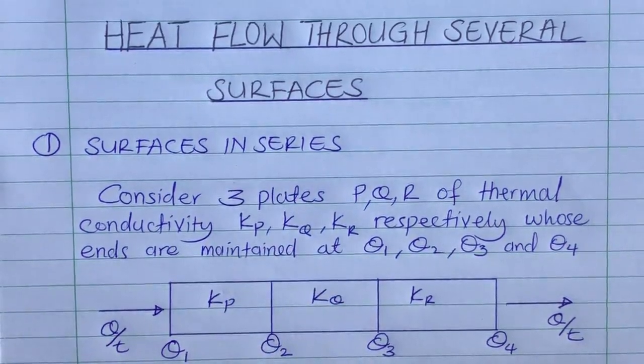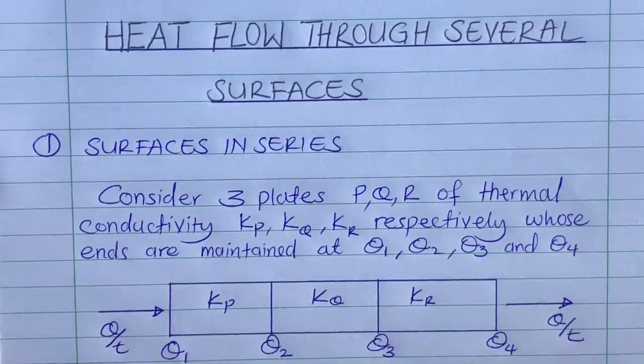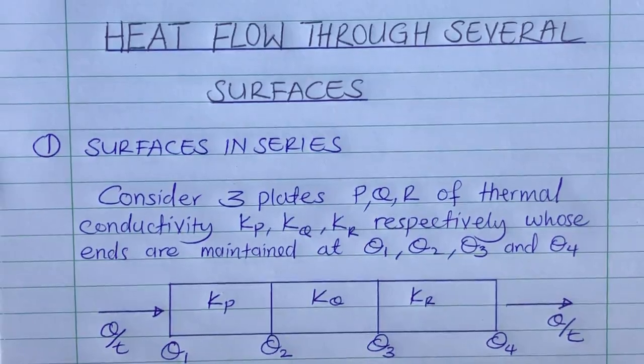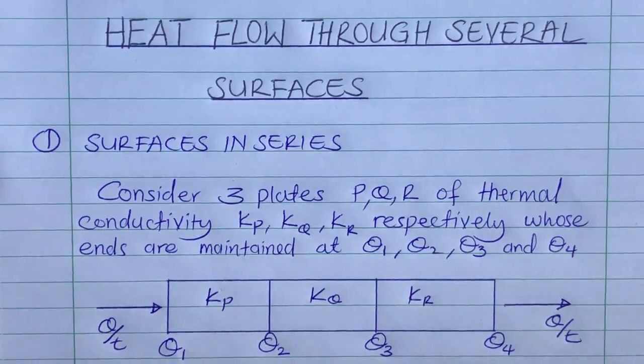A good example of the series arrangement is when they are building. The way they arrange the bricks, they arrange them in a line. So when you put one after the other and you let heat go through one by one, from the first one to the second one to the third one, that is what we call the series arrangement of surfaces.